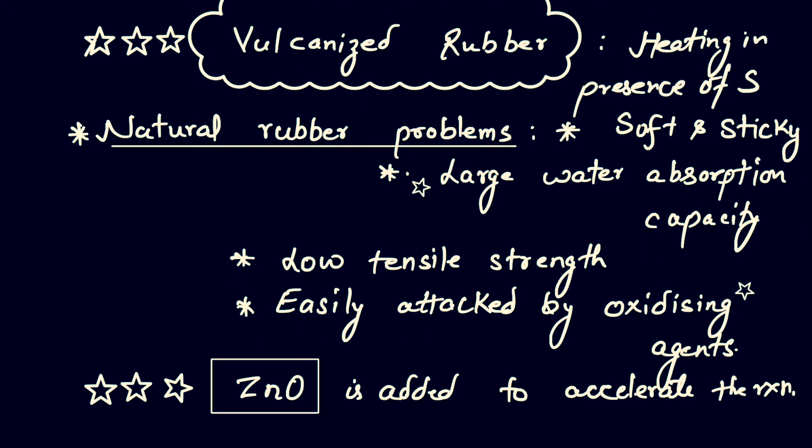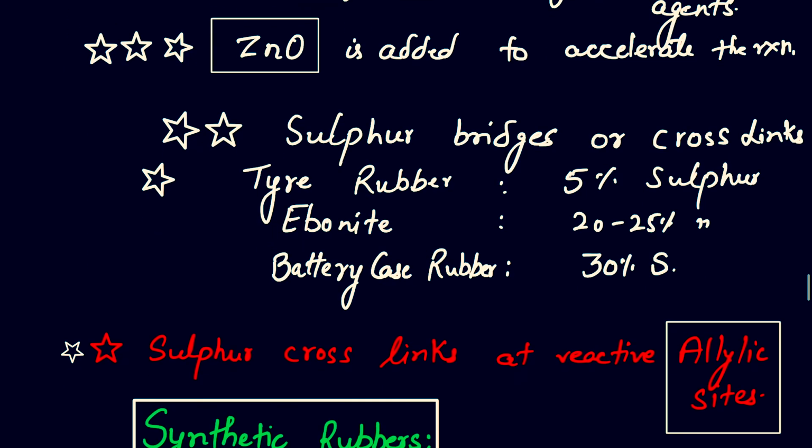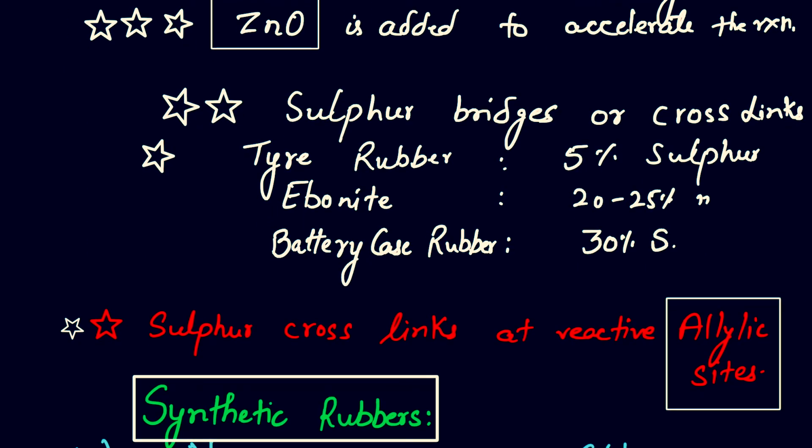Next, let's understand the term vulcanized rubber. It is basically a process of heating natural rubber in the presence of sulfur. Now, natural rubber has some problems. It is basically soft and sticky. The second thing is it has large water absorption capacity. Next point is that it has low tensile strength and it can be easily attacked by oxidizing agents. So generally during the reaction we use zinc oxide to accelerate the reaction. So there are presence of sulfur bridges or cross links in vulcanized rubber.